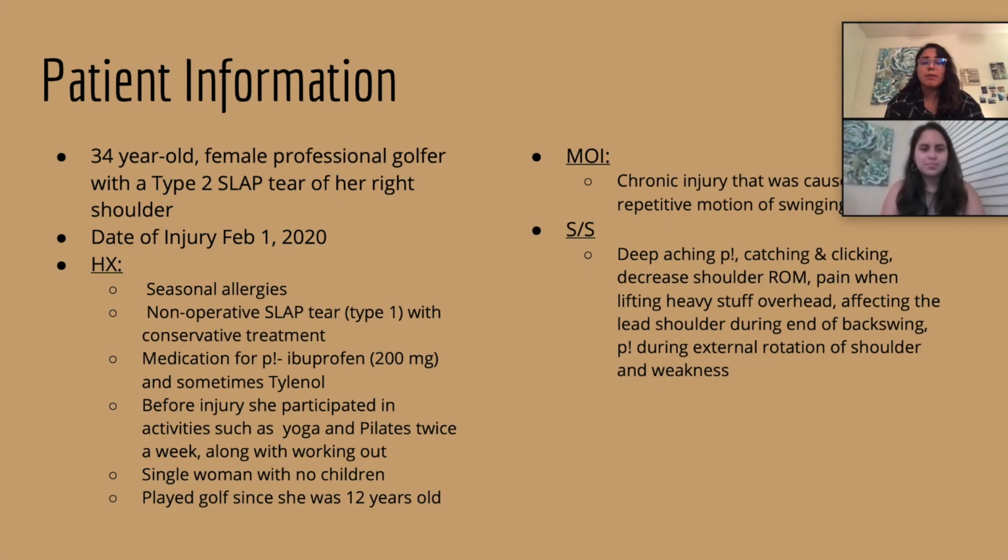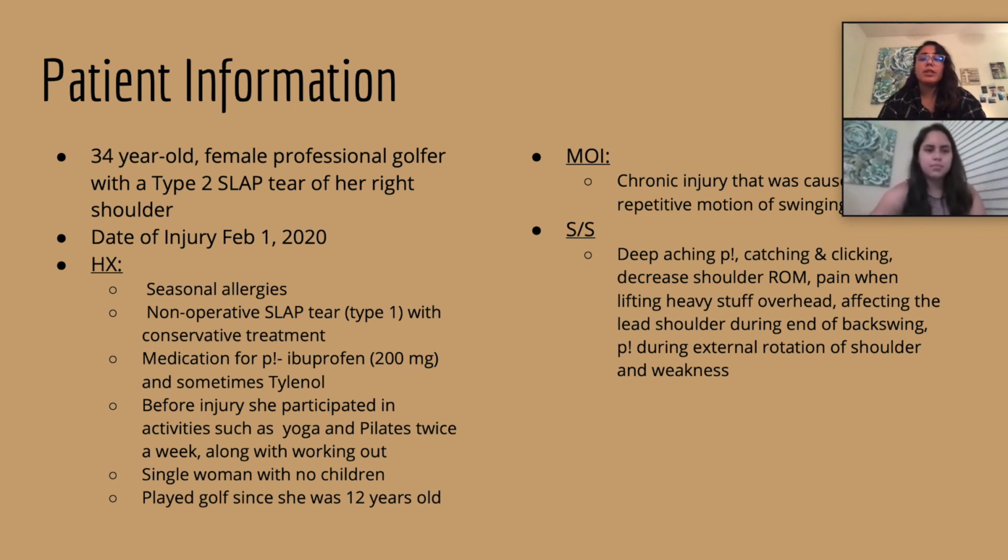Before we begin, we would like to give some information about our patient. She is a 34-year-old female professional golfer with a type 2 SLAP tear of her right shoulder. Her date of injury is February 1st, 2020. Some past history includes seasonal allergies and a non-operative SLAP tear that was treated with conservative treatment. The medication that she takes is ibuprofen and Tylenol.